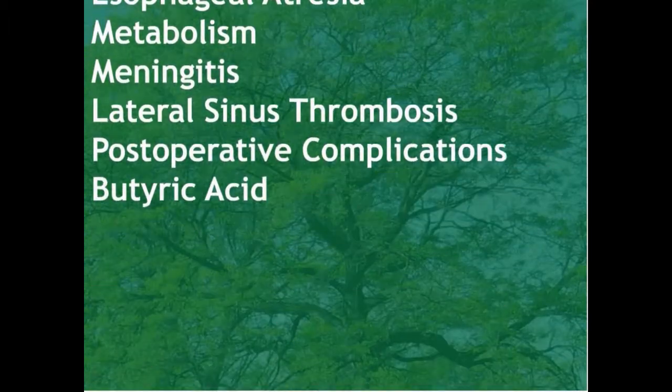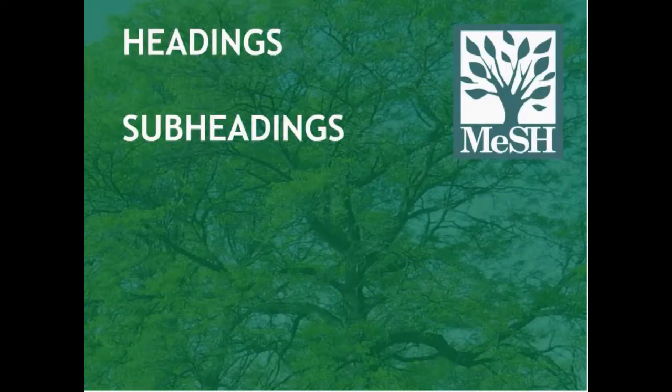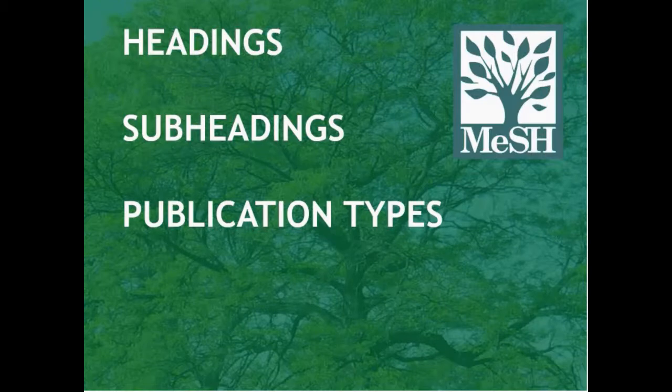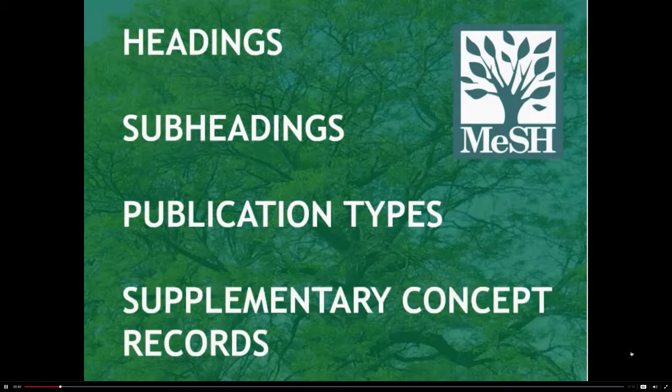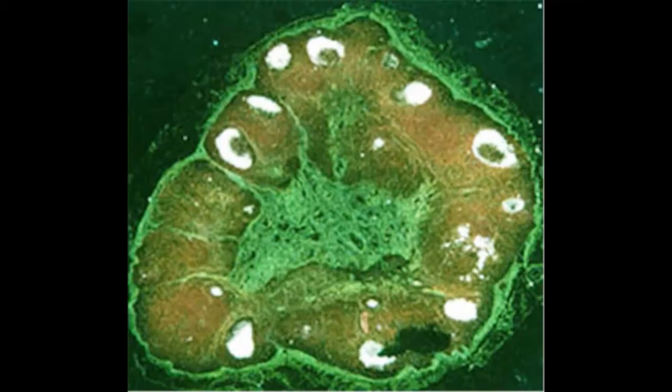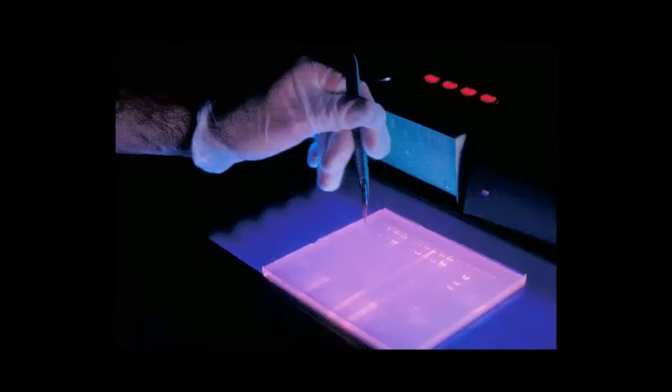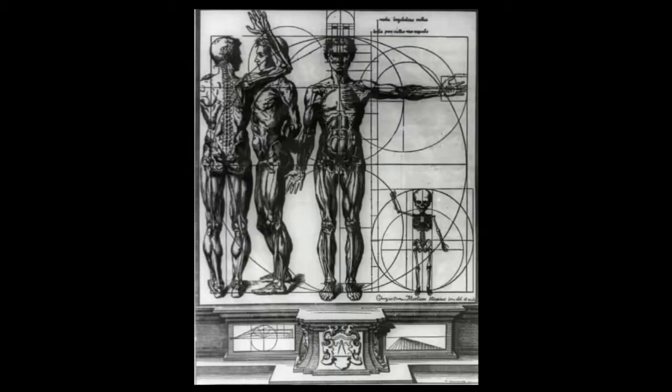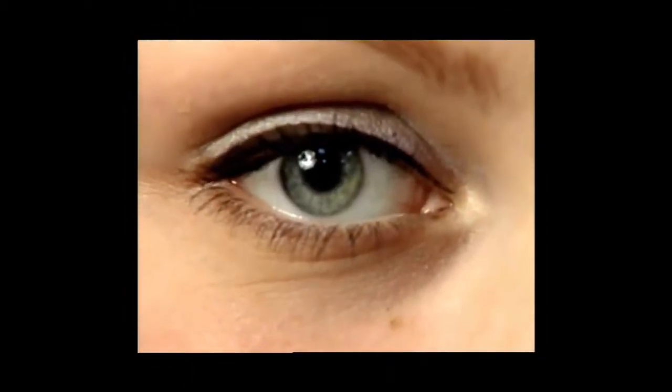MeSH vocabulary includes 4 types of terms: headings, subheadings, publication types, and supplementary concept records. A MeSH heading represents a concept found in the biomedical literature. MeSH headings can be broad in scope, such as musculoskeletal system, or narrow in scope, such as the heading eyelashes.